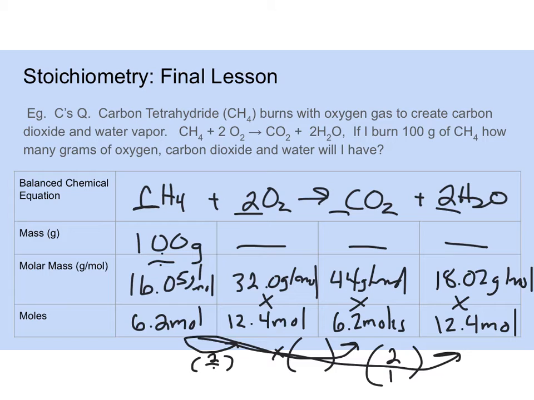So I'm going to need a lot of oxygen. I'm going to need 396.8 grams of oxygen to combine with 100 grams of natural gas. And how much CO2 is that going to produce? Well, I take 6.02 and I multiply it by 44. I get 264.